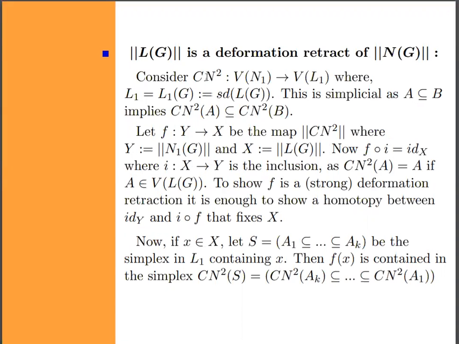So now we proceed on to prove that L is a deformation retract of N of G. The way we do it is we consider the map Cn2 from the subdivision of N, N1, to the subdivision of L. So N1 here means subdivision of N. This map we show that it is simplicial, and we can also see that F composed with I is identity. Deformation retract actually here means a strong deformation retract, not just any deformation retract. So we actually show that F is a strong deformation retract.